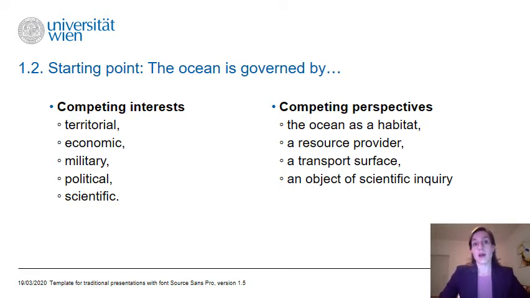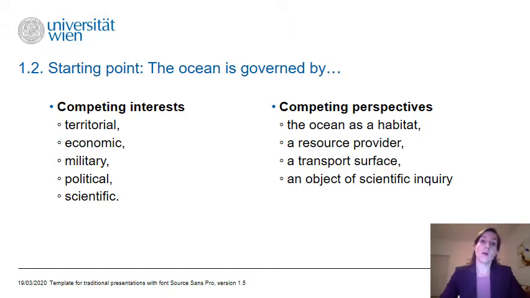Competing perspectives means how was and is the ocean perceived by policymakers, by society, and by other actors. It can be seen as the ocean as a habitat, an ecosystem where species live. Another perspective is the ocean as a resource provider, with resources including oil, fish, and all other kinds of resources such as minerals in the seafloor that are of economic interest to people. Then another perspective is the ocean as a transport surface for shipping goods and people.